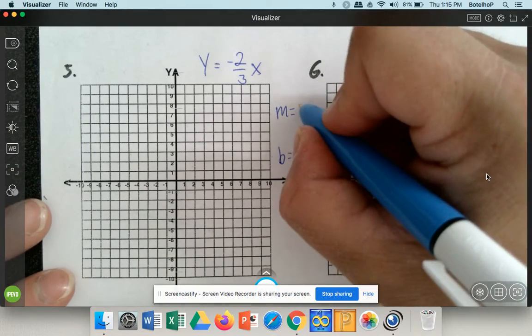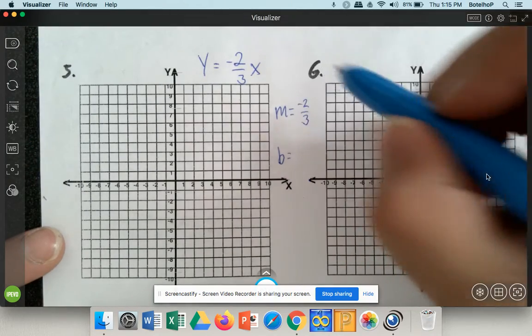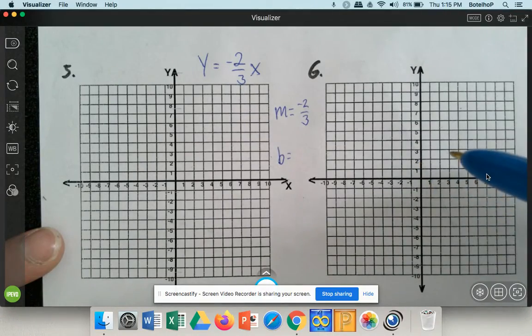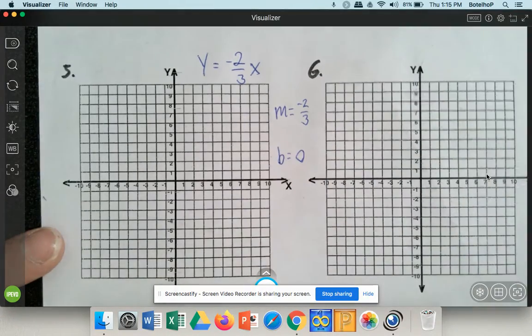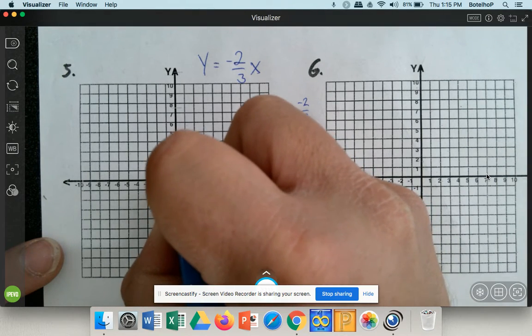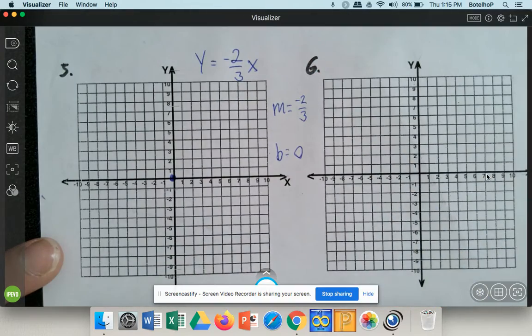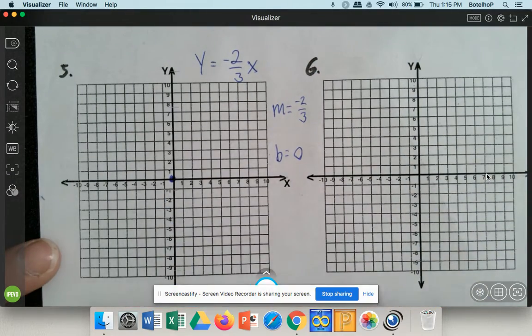The m is pretty straightforward, -2/3. What do you think the b value is here? There's no plus anything. So what do you think it is? 0. So now go ahead and graph that. Start at 0, 0. That's your starting point. When there's nothing in the plus b or minus b section, you start at 0, 0.